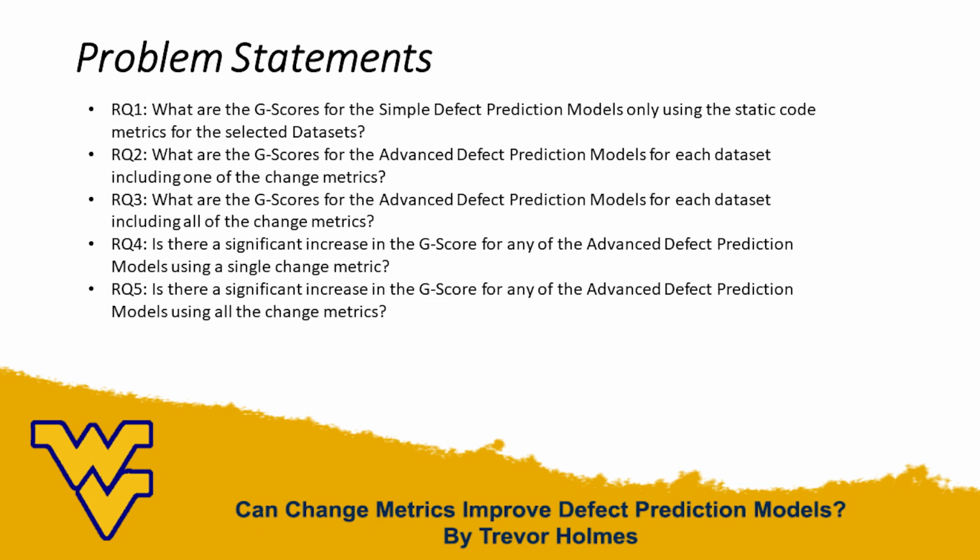And then once we find that information, we can use it to answer questions 4 and 5, which are: is there a significant increase in the G-score for any of the advanced defect prediction models using a single change metric? And 5, is there a significant increase in a G-score for any of the advanced defect prediction models using all of the change metrics?